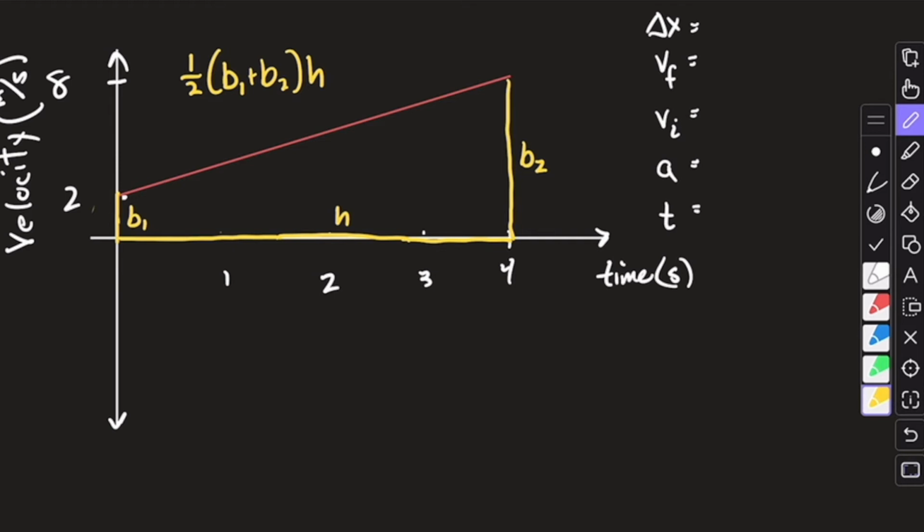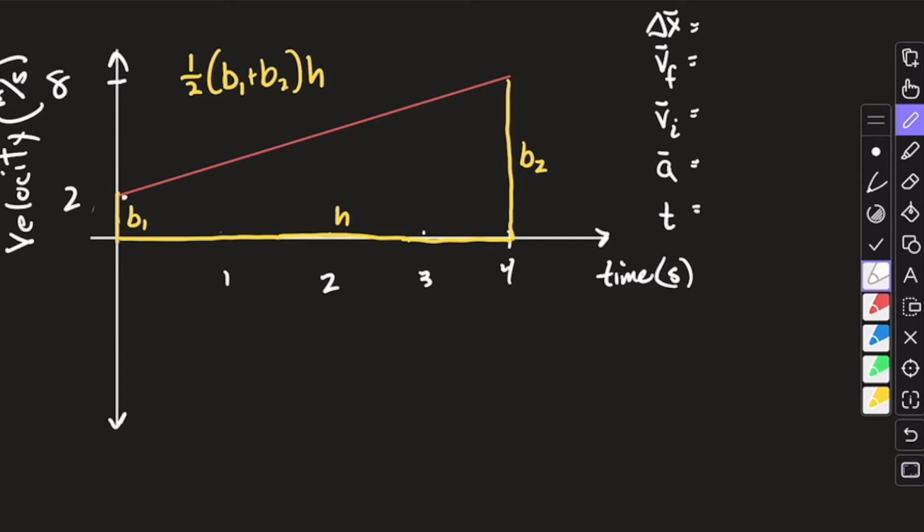All right, let's go ahead and get started here. So there are 5 motion variables. I've listed them already here, but they are the displacement, which is a vector. You should give me direction when you give me your answer. Final velocity, initial velocity, again, you should give me direction. Those are both vectors. Acceleration, also a vector, and time.